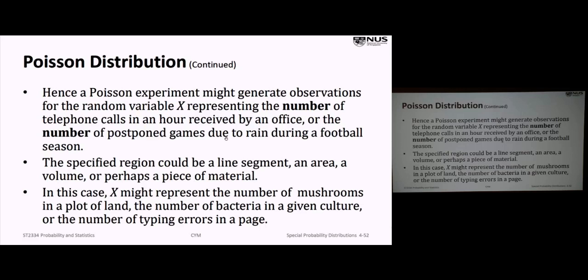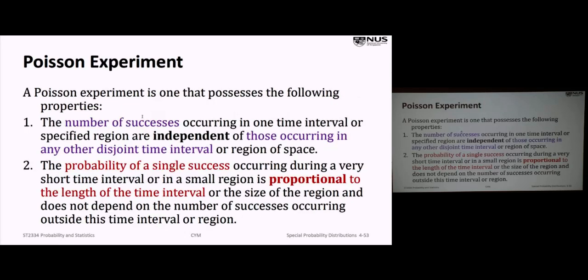The specified region, if you want to think of it as a region, could be a line segment, an area, a volume. It's hard to describe this thing non-mathematically without being mathematical. That's why I don't like this. But, for example, it could be mushrooms on a plot of land, the number of bacteria in a given culture, or the number of typing errors in a page. Again, I don't know how you get anything out of this, really. But anyway, we are going to get something interesting out of it at the end, but this is not necessarily the best thing to do.